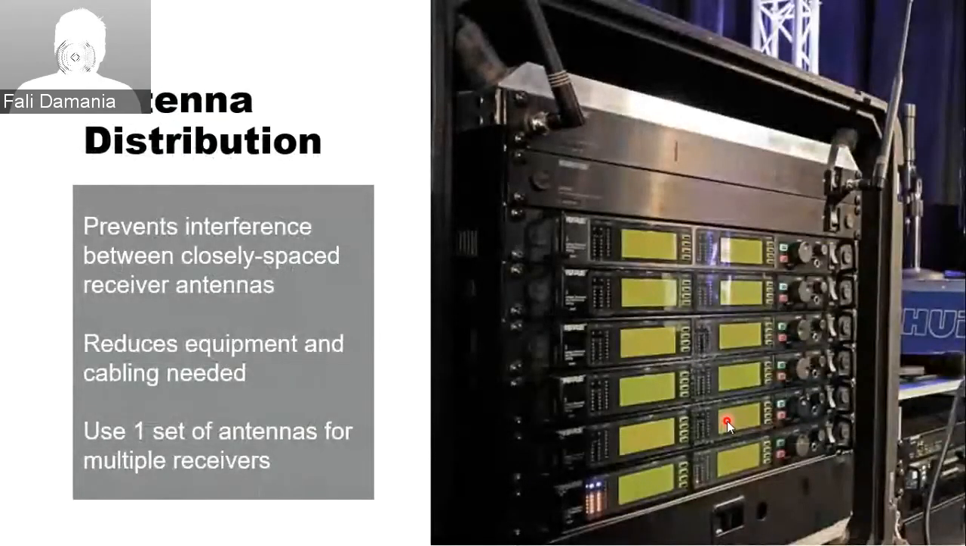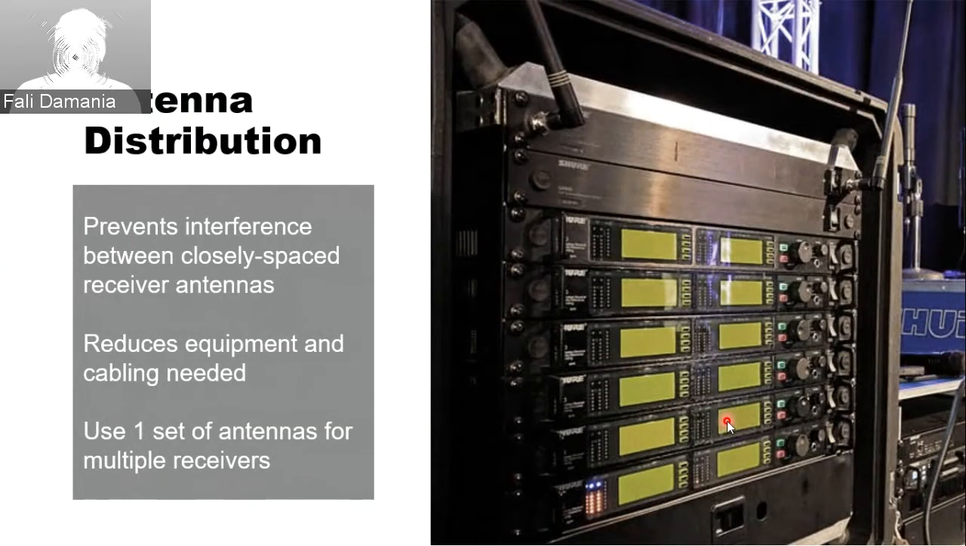Now, why is antenna distribution important? Firstly, and most importantly, it prevents interference between closely placed receiver antennas. This is what I spoke about earlier. This is the antenna farm, which you want to avoid at all costs.